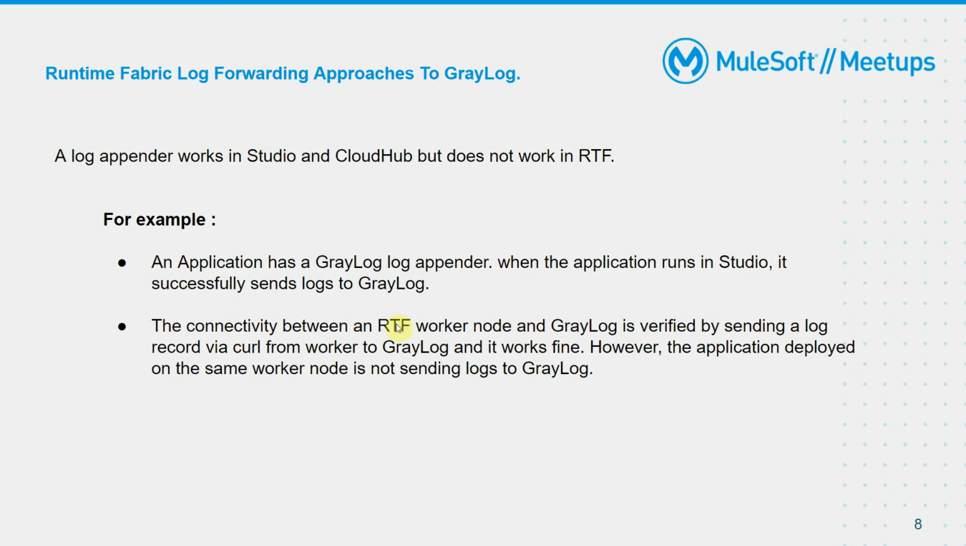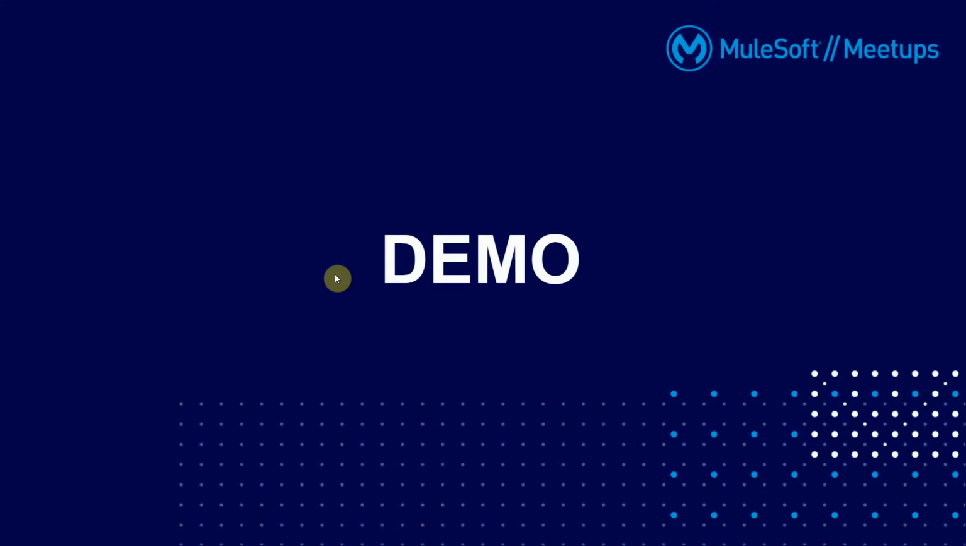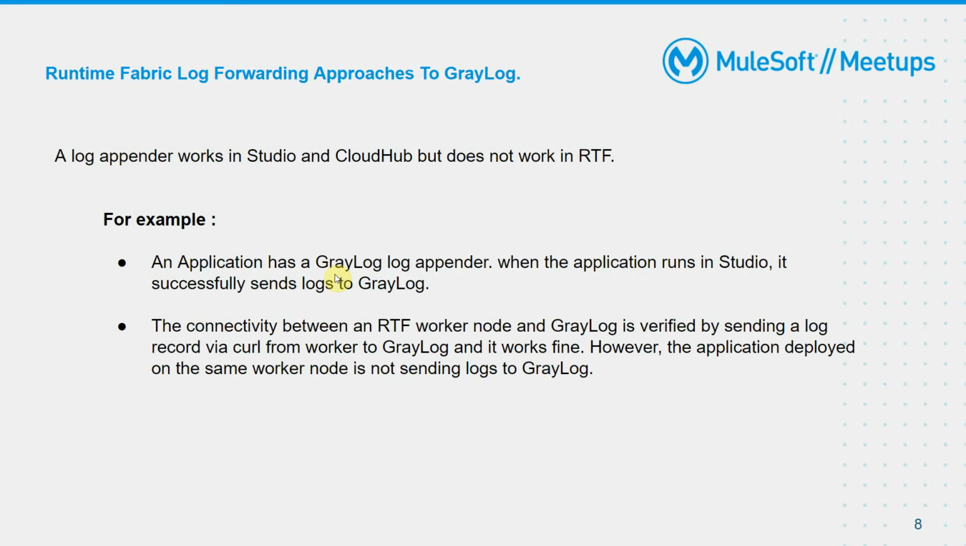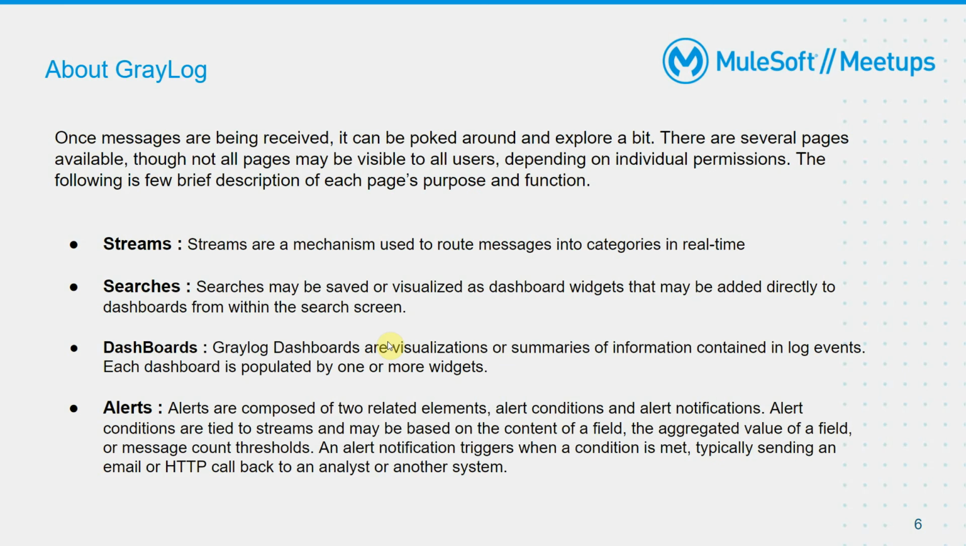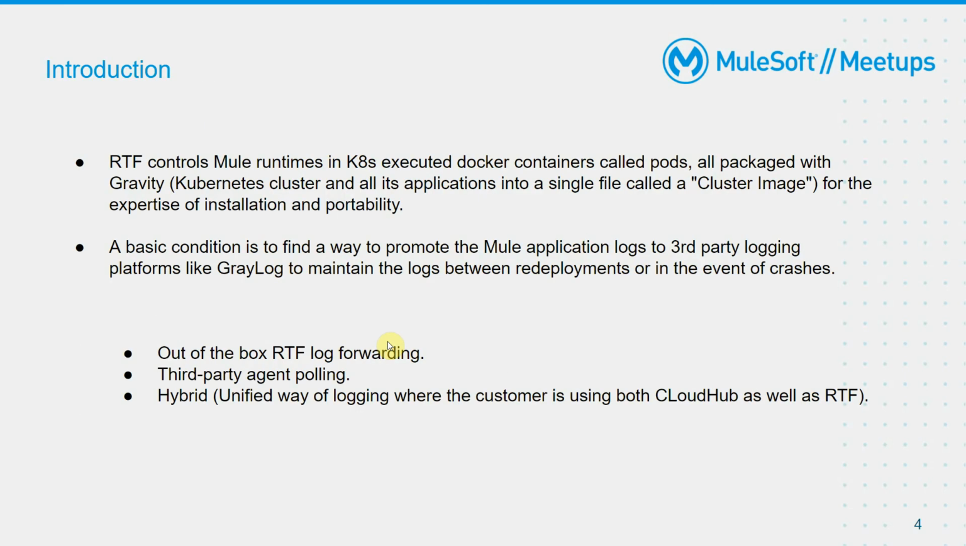Definitely you can send logs to Graylog through the worker on Runtime Fabric, but you will not be able to send logs from the application you have deployed, because all of this is taken care of by the ingress only. The Gravity component takes care of forwarding logs from RTF to the log forwarder.